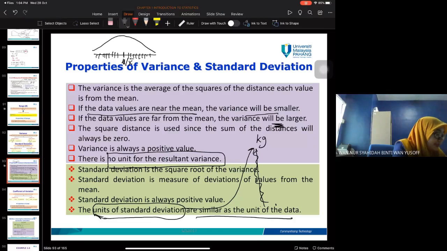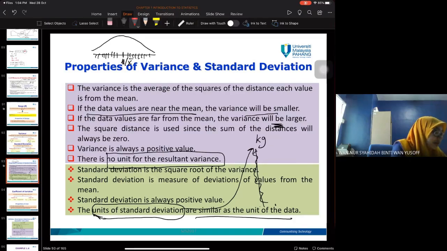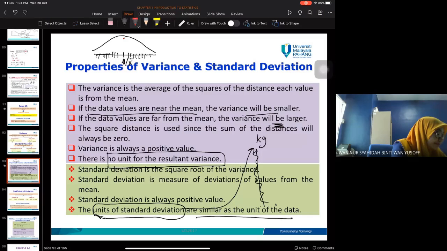So if we compare, if we have smaller variance, then the graph will be like this one. It will shrink. Your graph here will shrink, meaning that the data values here will be close to the mean. So variance is smaller. When you are plotting them separated, then we have larger variance.